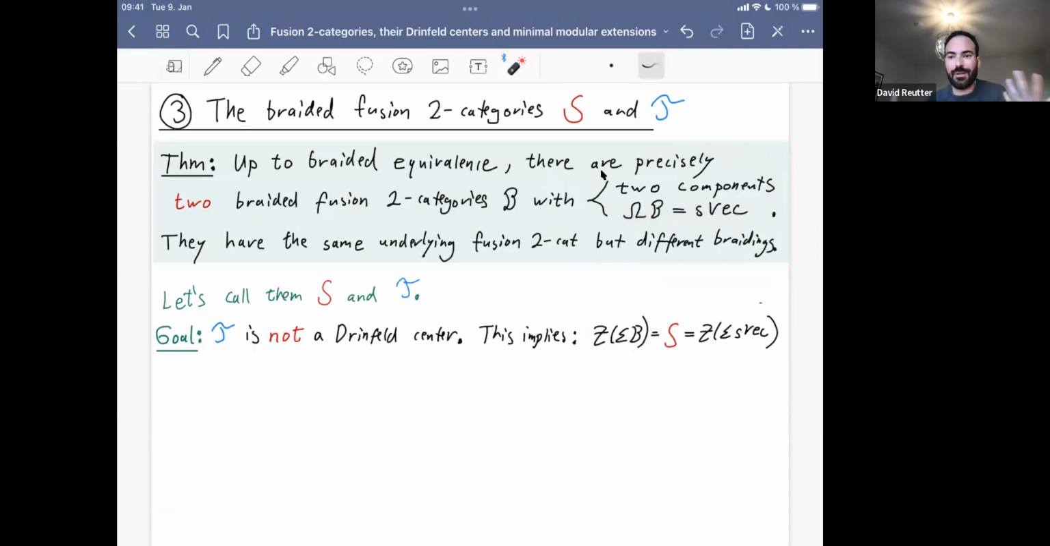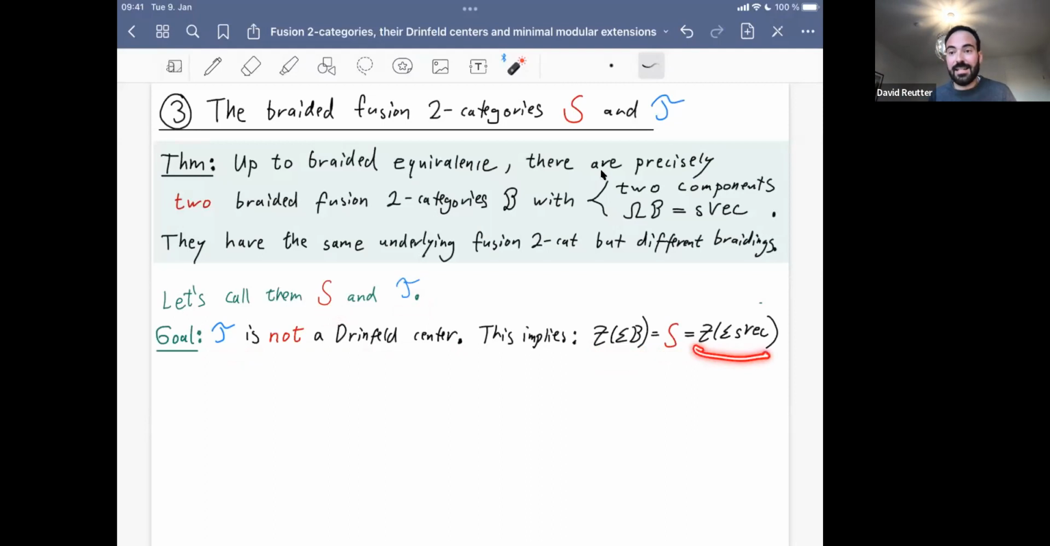You might be familiar with this question if you study modular categories. If I give you a modular category, it's a reasonable question to ask, is that a Drinfeld center or is it not a Drinfeld center? Is it a trivial modular category or is it an interesting modular category? And basically, we have the same type of problem here. We have these two braided fusion 2-categories, and we want to say that one of them is not a Drinfeld center. If T is not a Drinfeld center, then since this guy is a Drinfeld center and is either equivalent to S or to T, it must be equivalent to S.